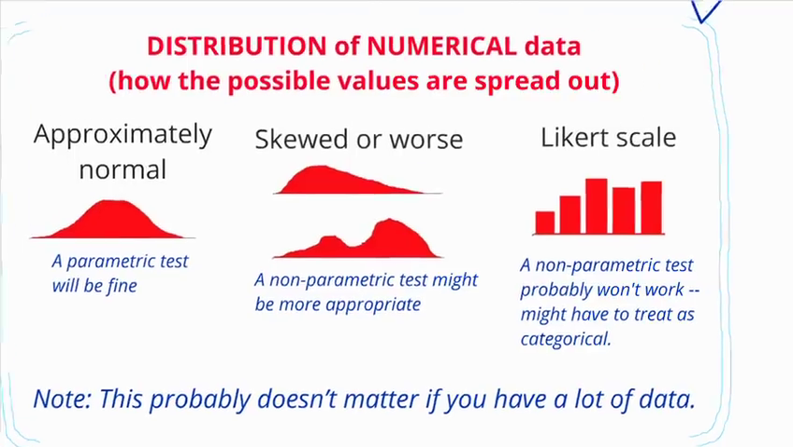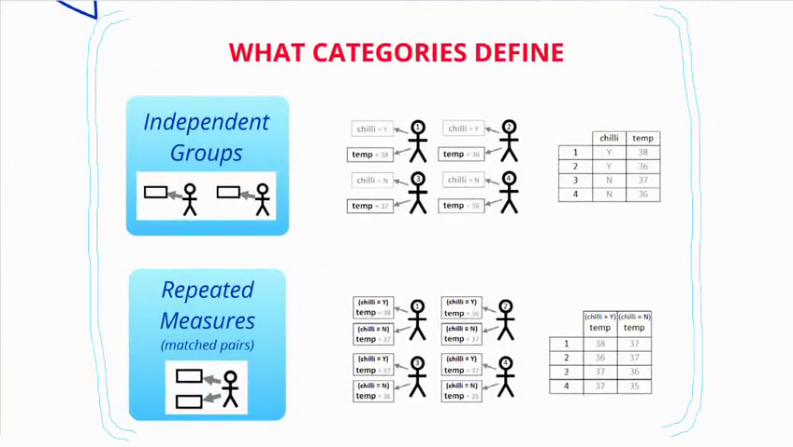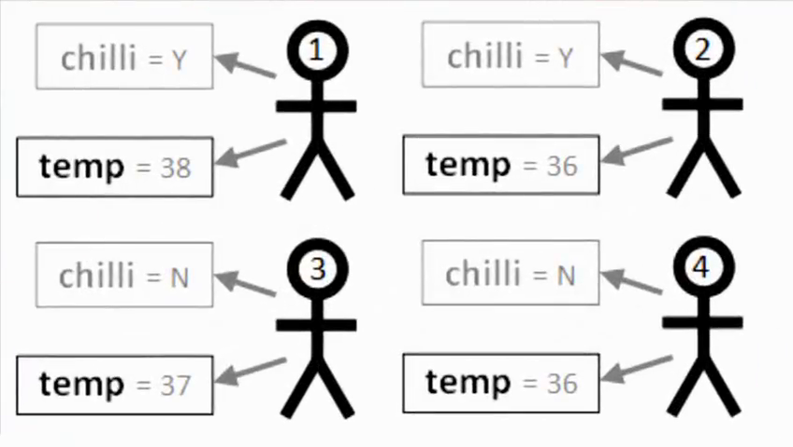Okay, and finally, what the categories define. This is one of the things that distinguishes, finally at the end, you might have gotten yourself down to a specific test, and this will distinguish between two different kinds. So here's one way I could have done my chili experiment. I've given everybody a meal with chili or a meal not with chili, and I've measured their temperature. I probably should have done before and after, but it's just a pretend experiment on my friends in the restaurant. Good thing it's pretend, because they probably wouldn't be friends with me afterwards.